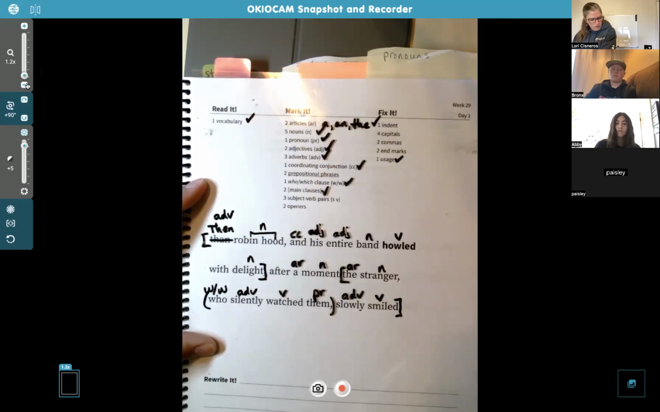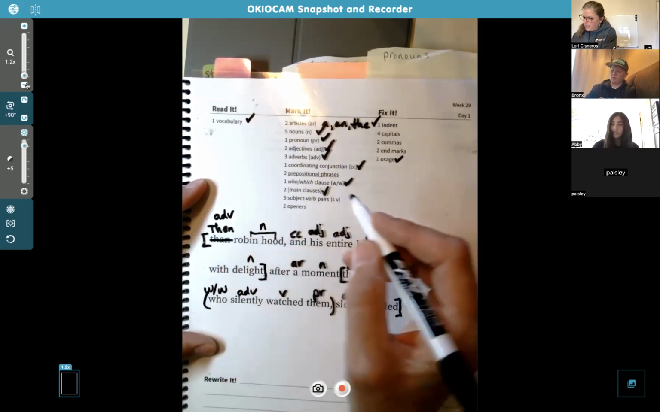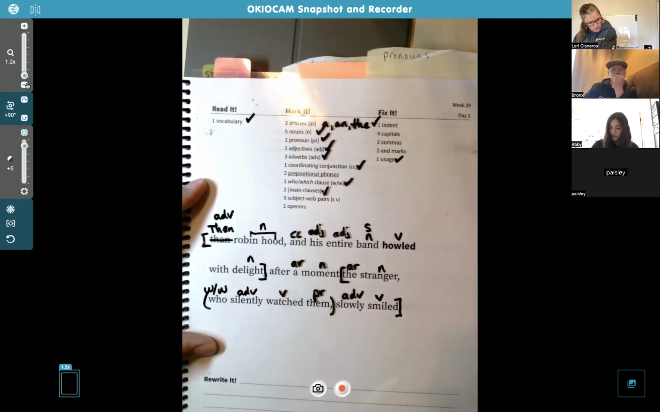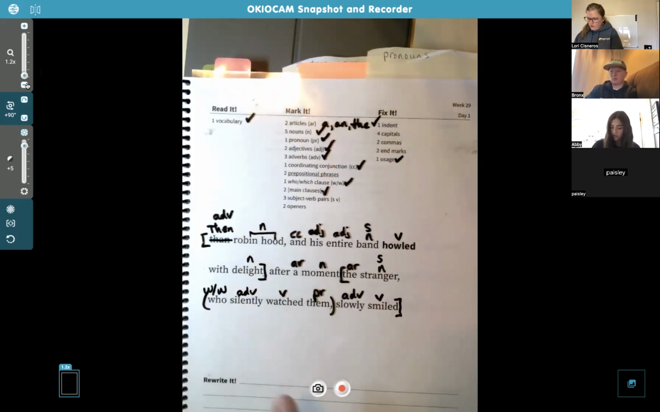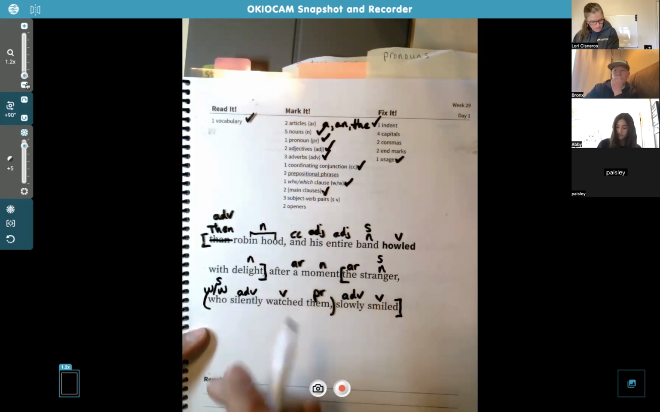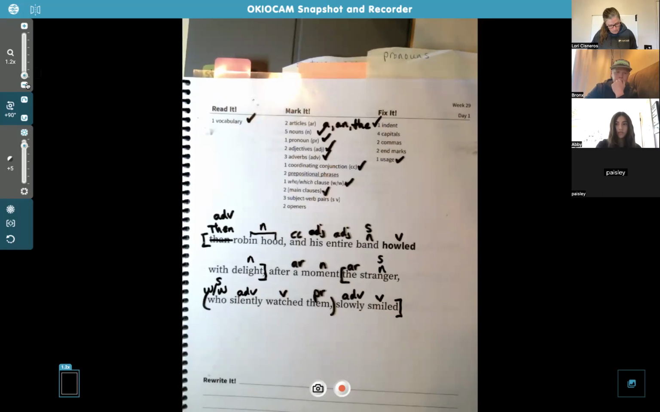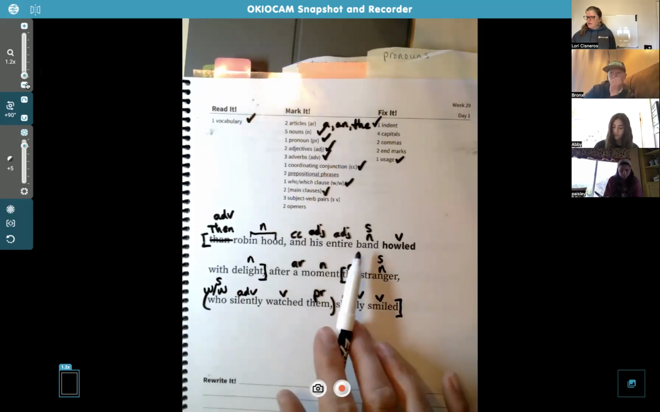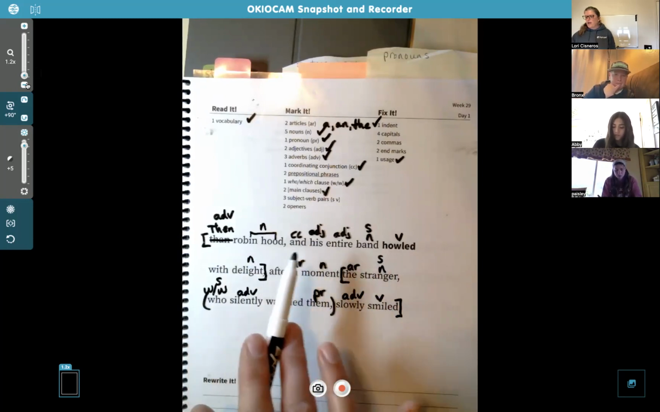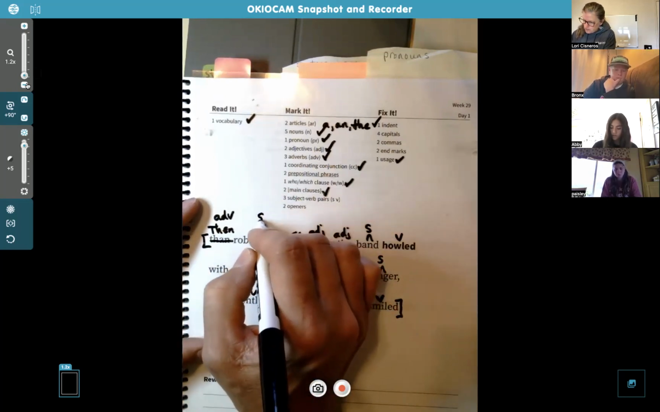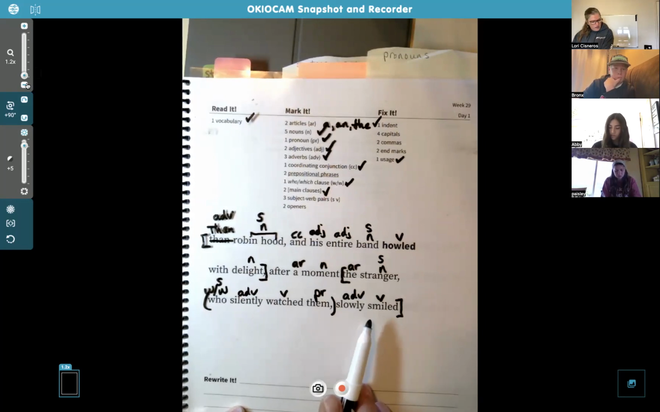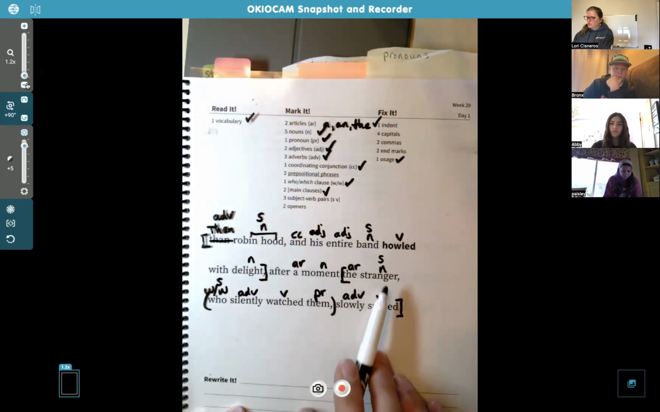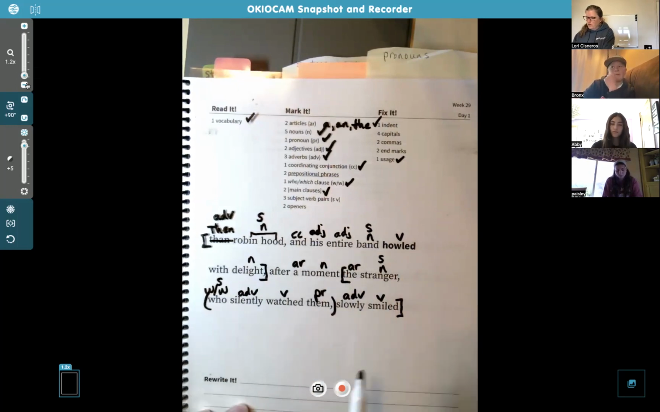And then what do you think, Abby? What are the subjects that go with those verbs? Band. Yes, because they're the ones that howled. Good. And stranger. Yes. And we also have one for the who, which clause. Would it be who? Yes. It's also saying that Robin Hood is a subject, because it's the band and Robin Hood that howled. Robin Hood and his entire band howled. So this is also the subject here. And it also, let's see, smiled goes with stranger here. But the howled goes with both of those. Okay, good.